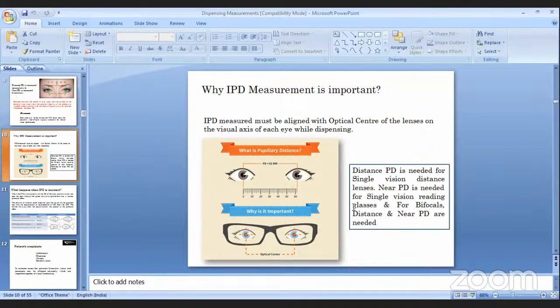The objective behind taking the IPD is to make sure that the IPD is aligned with the optical center of the lenses while dispensing. In order to ensure this, we need a distance PD for distance correction or single vision lenses for distance vision. We need a near PD for single vision reading lenses, near lenses, and we need a distance and near PD both for bifocal or progressive lenses.